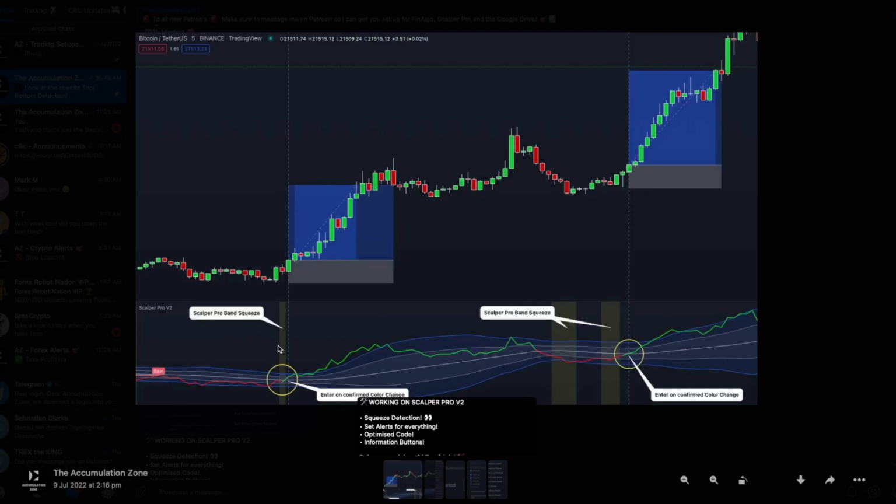So right here we had a Scalper Pro band squeeze, and we entered on a confirmed color change, but not simply just using the Scalper Pro. I also look at the candlesticks, and I've seen a little three bar play happening right here, a nice little candlestick formation I like to trade.